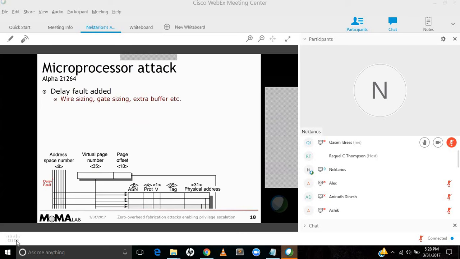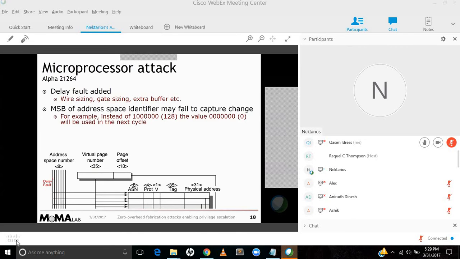You can just change the wire size or the gate size, or you can try to squeeze an extra buffer there to increase the delay. Okay, so if the MSB of the address space number fails to capture the change, instead of, for example, seeing the address 128, it will see all zeros. And that's the number that will be used in the next cycle when we select the row in that table.